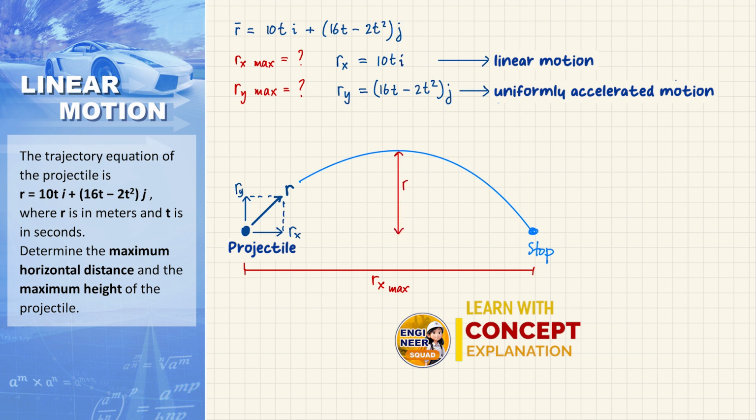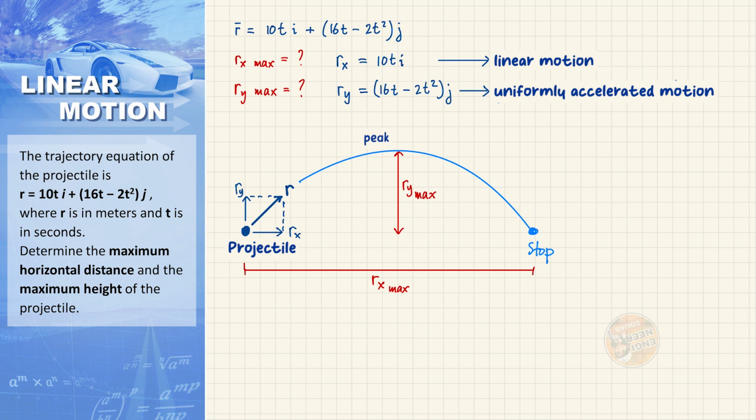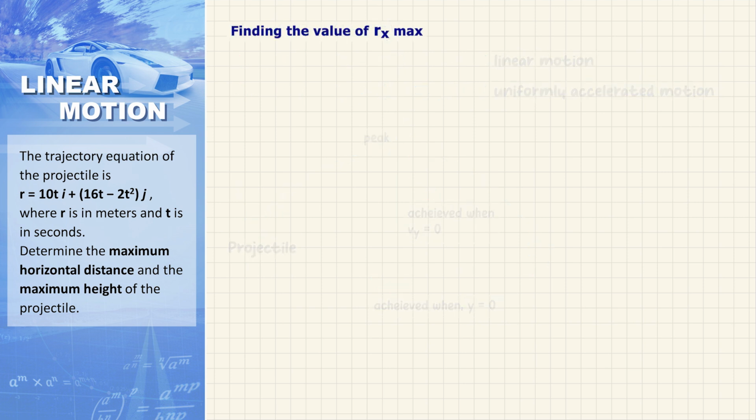The maximum height is reached at the peak of the parabola. The maximum Rx is achieved when the y value is 0, or when the projectile has returned to the ground. The maximum Ry is reached at the peak of the parabola, where the object has a horizontal velocity vx and a vertical velocity vy of 0, as the object at the peak is no longer moving upward and will begin to move downward. Next, we will find the maximum value of Rx, which is achieved when y equals 0.